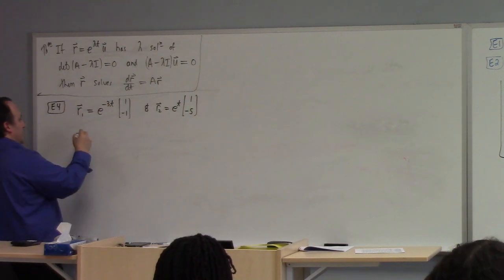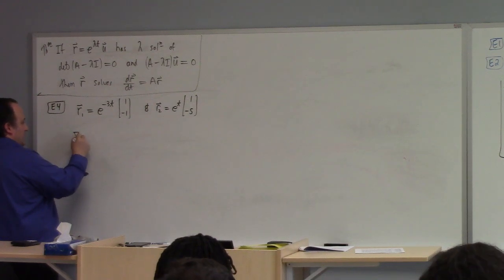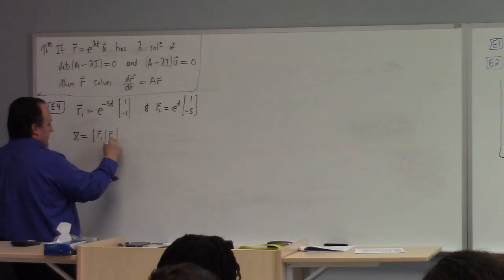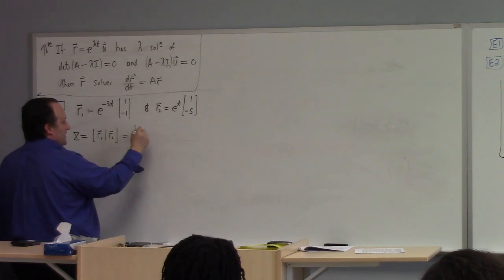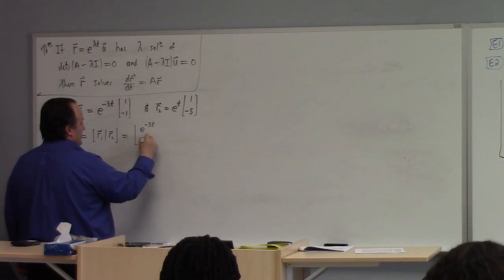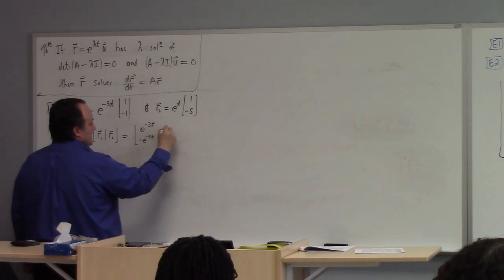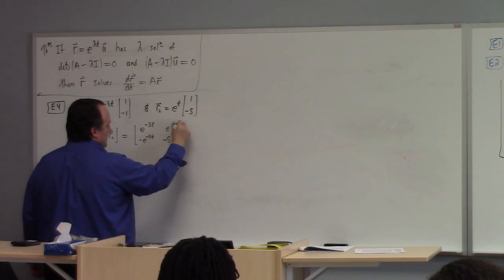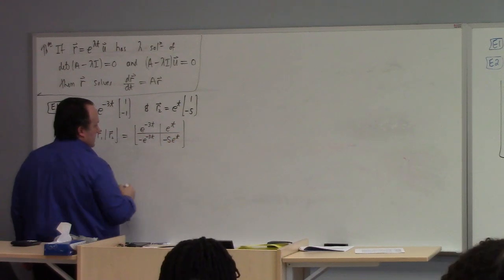So the fundamental solution matrix that this would give us, R1, R2, like this, right? That would be e to the minus 3t, minus e to the minus 3t, e to the t, and minus 5 e to the t. So there you go. That would be an example of a fundamental solution matrix.